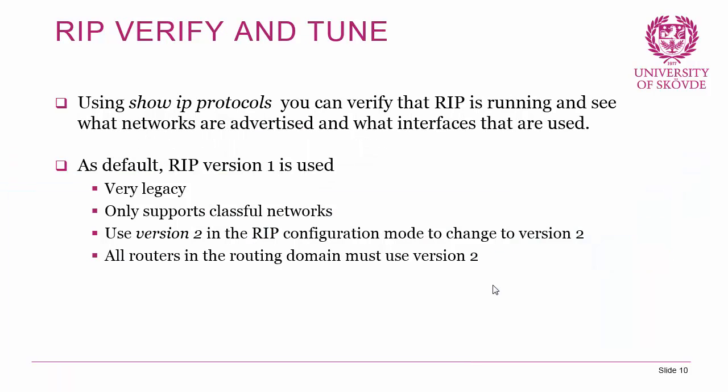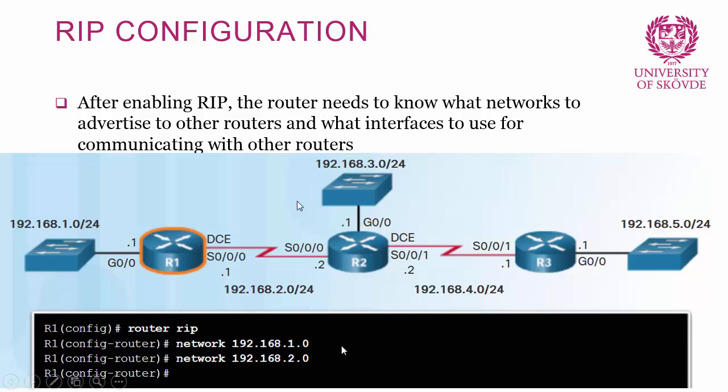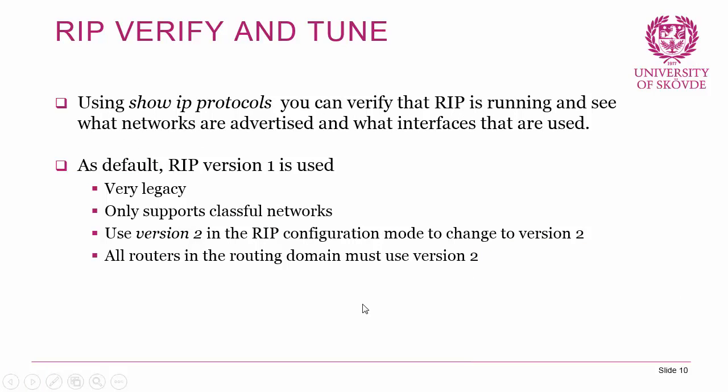So what you want to do is the version 2 command in the RIP configuration to change the mode to version 2, and when you do that, all routers in the routing domain, so this is a routing domain, all routers in the routing domain have to use version 2.